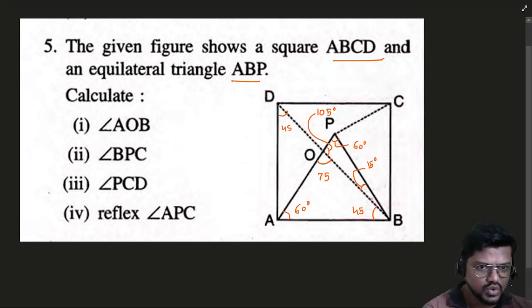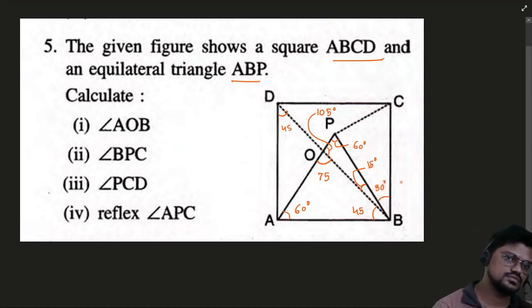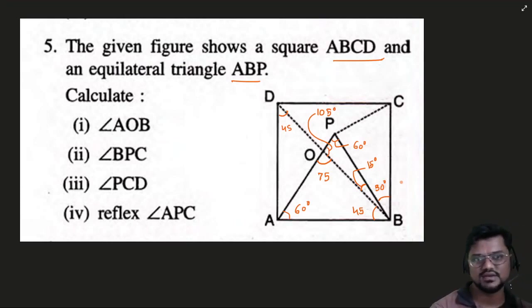The whole angle will be 45. This is 15, so this will be 15 plus 45, which is 30? Yes or no? Yes, so that angle is 30. Fine. The rest of the angles we still need to find. We need to find BPC. It is not a diagonal, right?